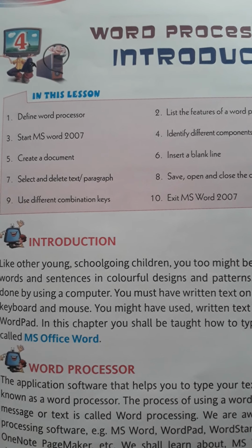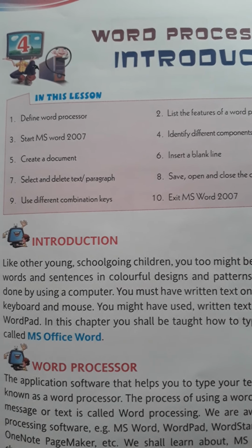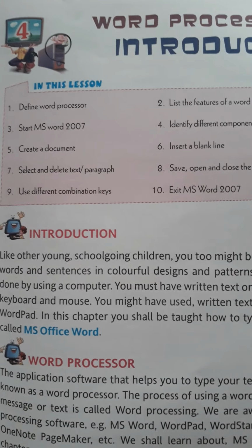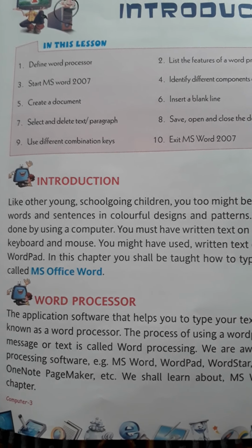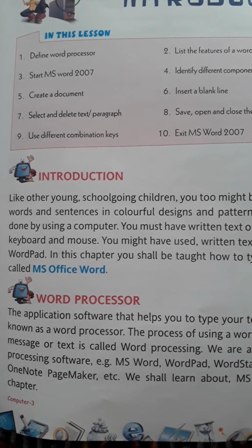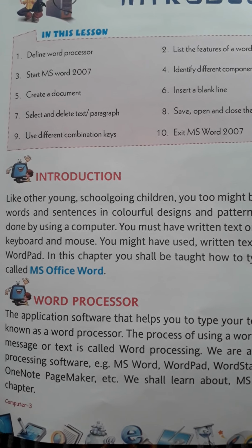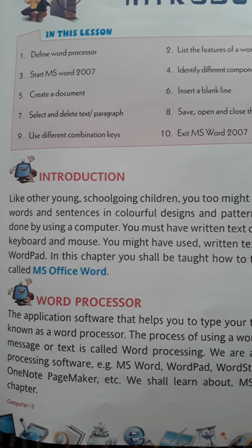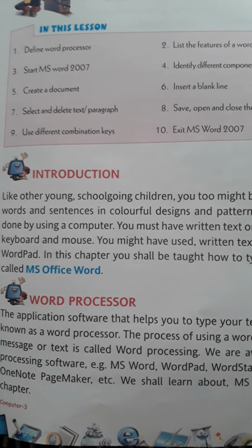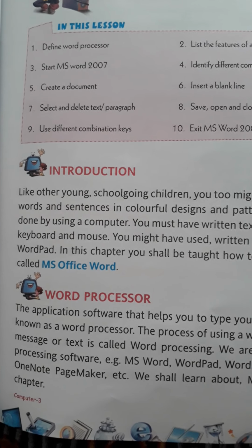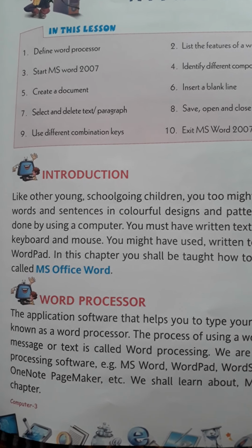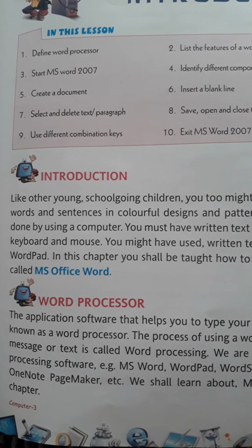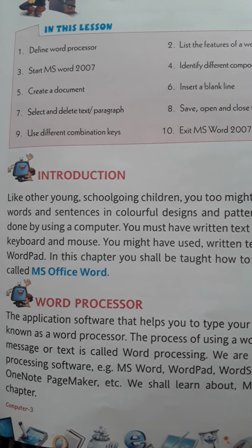There is a software called MS Office Word which is used to write any text on a computer. Word processor: the application software that helps us to type any text on a computer is known as a word processor. And the process of using a word processor to type a message or text is called word processing. There are many word processing software in the market like MS Word, WordPad, WordStar, WordPerfect, MS OneNote and PageMaker. But in this chapter we'll see MS Word 2007.